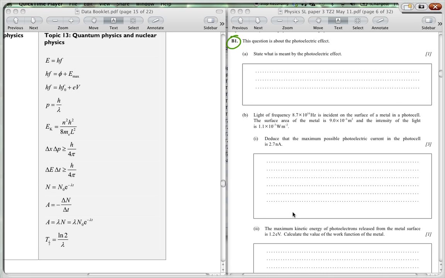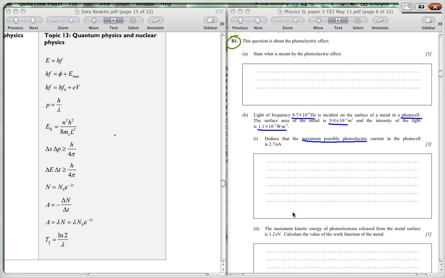So in B, we have light of frequency 8.7 times 10 to the 14 hertz incident, so it falls on the surface of a metal in a photocell. A photocell is like a small electrical energy producer that is caused by light. The surface area of the metal is 9 times 10 to the negative 6 meters squared, and the intensity of the light is 1.1 times 10 to the minus 3 watts per meter squared. Deduce the maximum possible photoelectric current in the photocell.